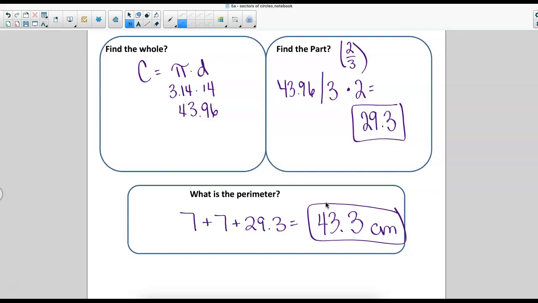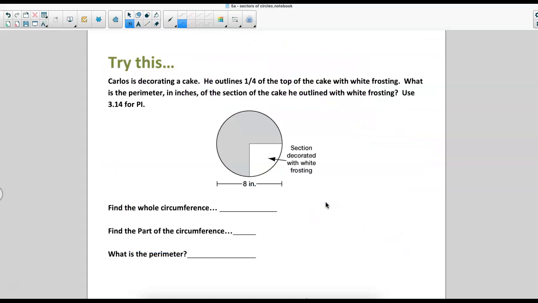All right, flip the page. Go to page 12. Okay, so let's try this. Carlos is decorating a cake. He outlines 1/4 of the top of the cake with white frosting. What is the perimeter in inches of the section of the cake he outlined with white frosting? Okay, so I like to outline, kind of trace, what's being outlined. How much of the cake is he outlined? 1/4, right? Is that the gray part or the white part? The white part.